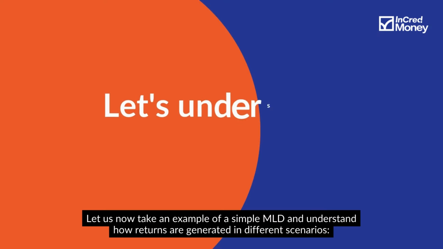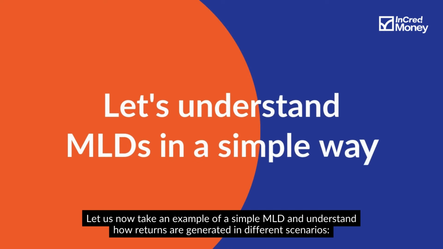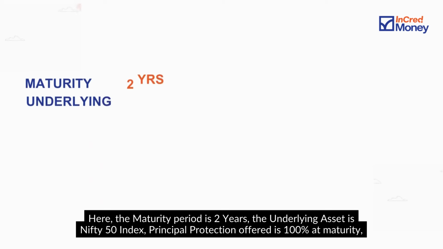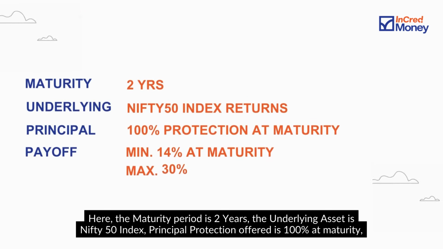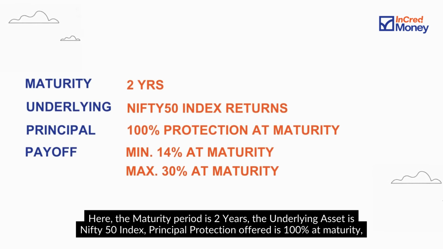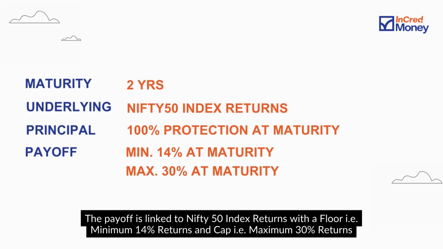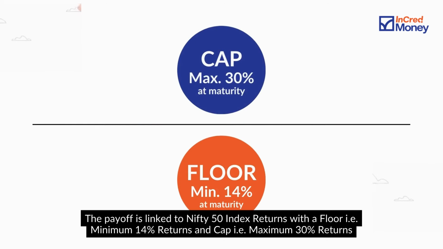Let us now take an example of a simple MLD and understand how returns are generated in different scenarios. Here, the maturity period is 2 years, the underlying asset is Nifty 50 index, principal protection offered is 100% at maturity. The payoff is linked to Nifty 50 index returns with a floor that is minimum 14% returns and cap that is maximum 30% returns.